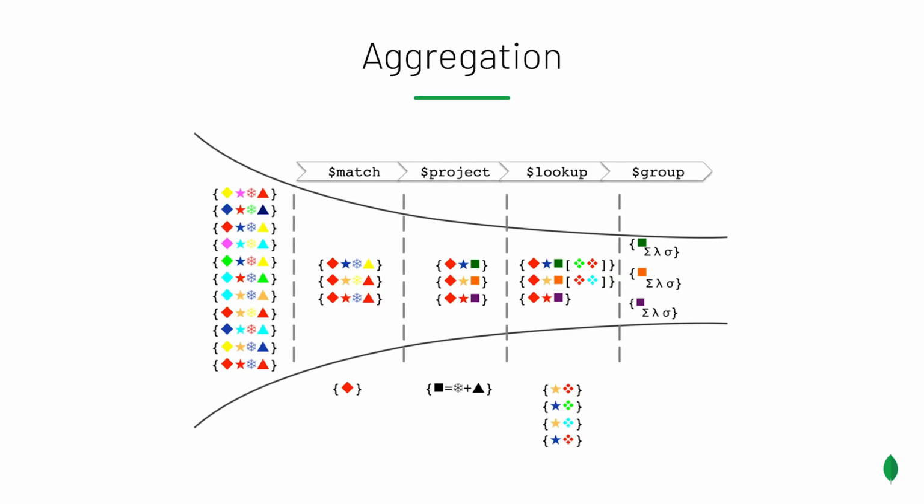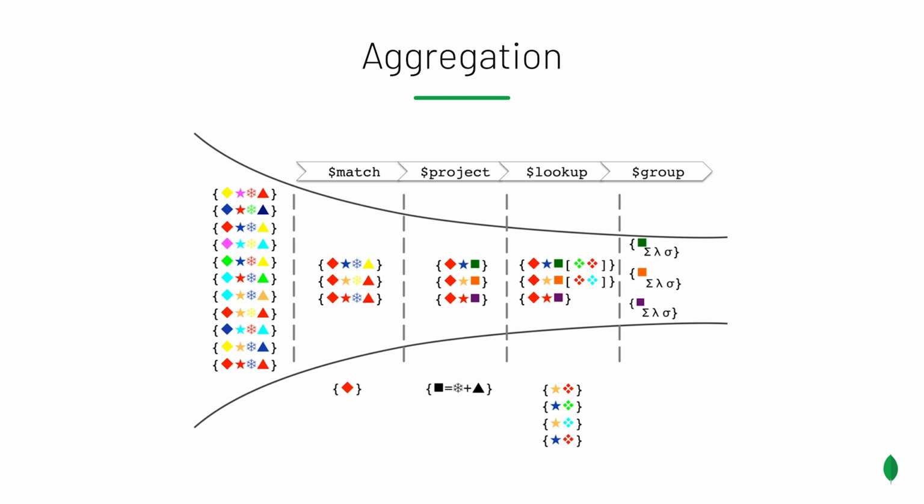Let's take a look. The aggregation pipeline is similar in concept to a funnel. A bunch of documents start at the top of the funnel, or the left side here in this diagram. A series of operations are performed on the documents, and the results come out at the end. In this example, we have a bunch of different documents on the left. We do a match for all the documents that have red diamonds, which reduces our data set. We do a project stage, which allows us to reshape our documents. In this example, we're reshaping the snowflake and triangle to be a square, regardless of the color of those shapes.